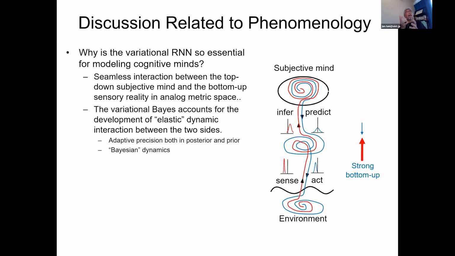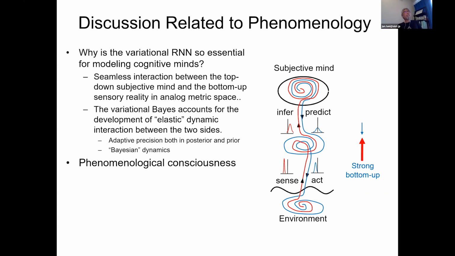When the cognitive system has a conflict between what is subjectively expected and what the environment says, it tries to resolve this through the intricate interaction between the two sides, maybe taking some time. Then as time goes by, it might be resolved. That kind of process is very important, and the Bayesian dynamics, as I call it, can provide the opportunity for that.